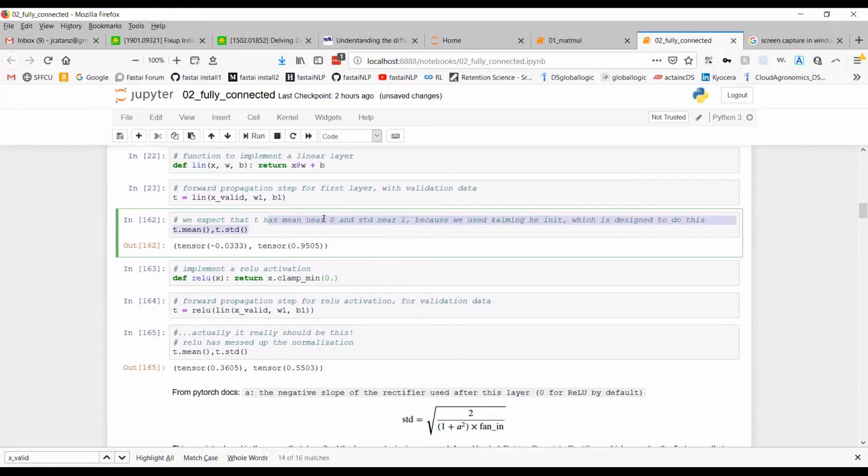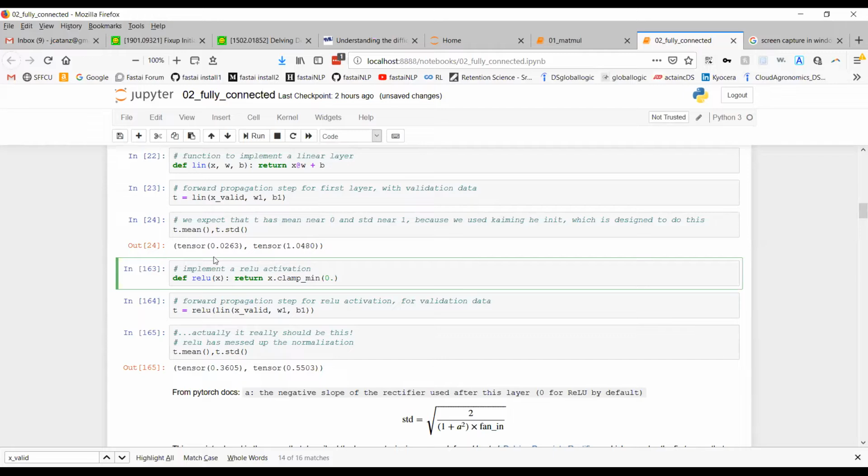So let's look at T. We expect that it has a mean near 0 and standard deviation near 1, because that's what Kaiming initialization is supposed to do. So we try it, and indeed it is. The mean is close to 0. The standard deviation is close to 1. Although the mean isn't as close to 0 as we might want it to be. It's almost 0.03.